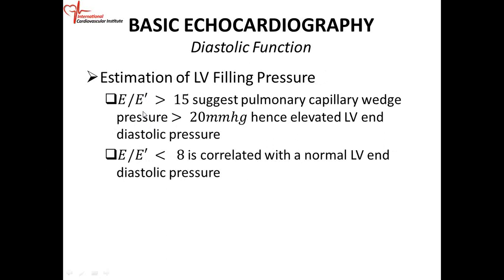If this ratio is greater than 15, looking at the medial annulus, for the lateral annulus, if you're going to use the lateral annulus, then it's 13. If you're going to use the average E prime, that is, you take the medial and lateral, you add them and divide by 2, then it's 14. But for the medial annulus, an E over E prime greater than 15 suggests elevated left ventricular filling pressures. Usually the pulmonary capillary wedge pressure is greater than 20.